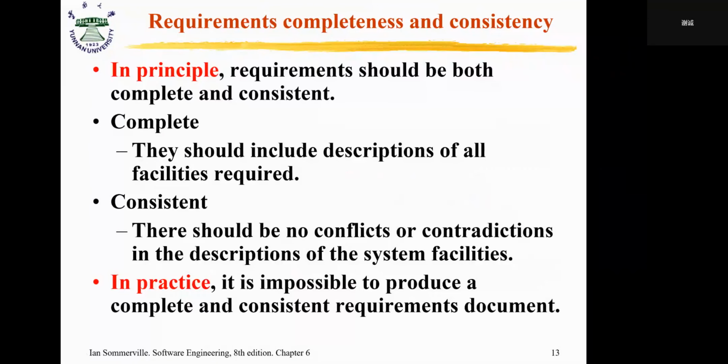And the requirement completeness and consistency. In principle, in theory, requirements should be both complete and consistent. Complete means the document should include descriptions of all facilities required. Consistent means there should be no conflict or contradictions in the description of the system facilities.